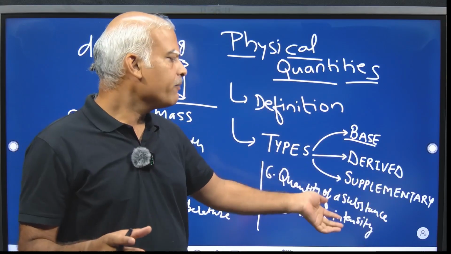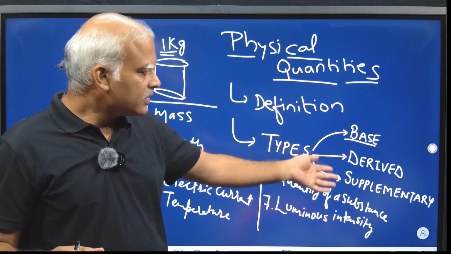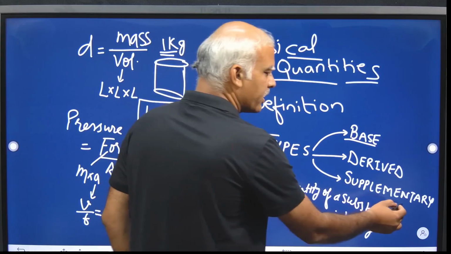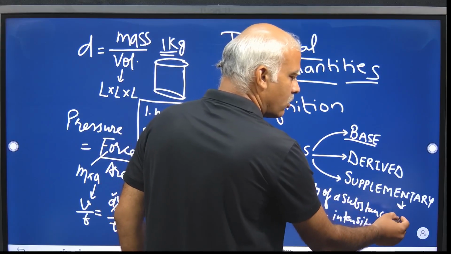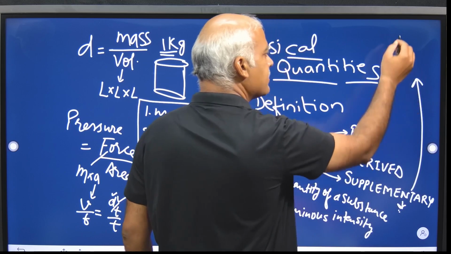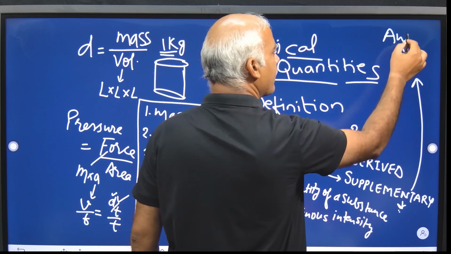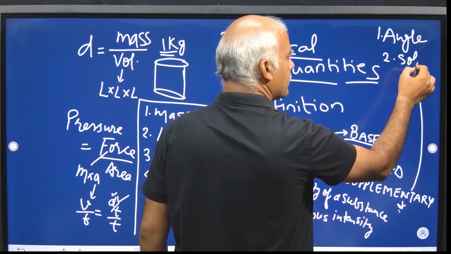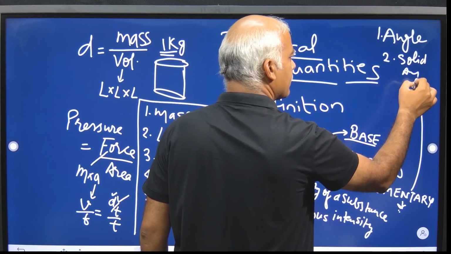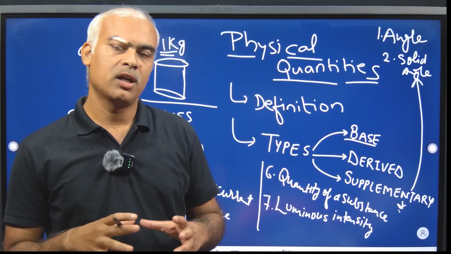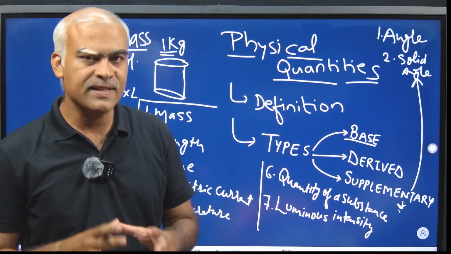Why do we require them? We have a requirement of the third one because supplementary physical quantities do not have dimensions. They only have units, and they are two in number. One is angle and another is solid angle. Probably supplementary physical quantities are not covered in your syllabus, and that's why we are not emphasizing it.